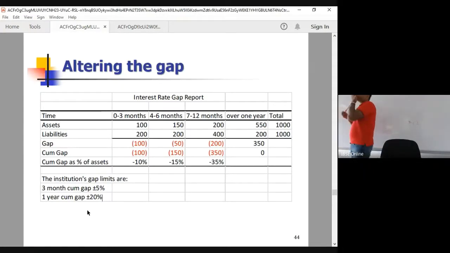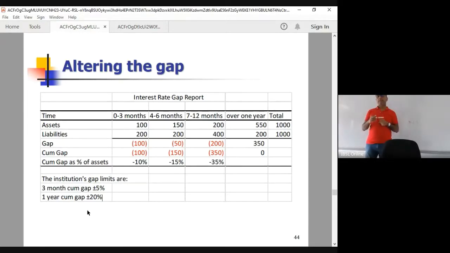Why are we looking at the gap analysis? What's the main idea about looking at gap analysis? You are looking to see what the sensitivity is towards what. What are you trying to look at? Sensitivity towards what?